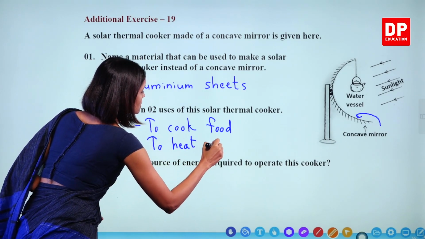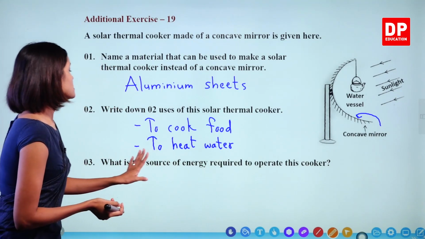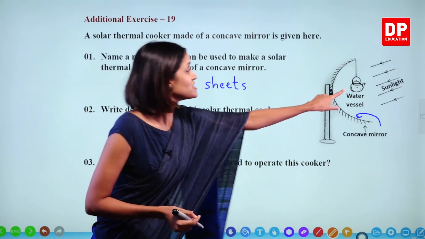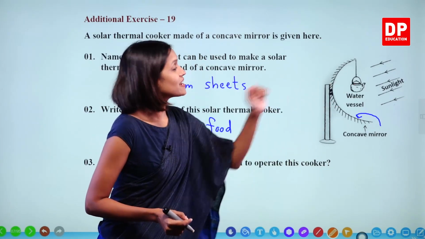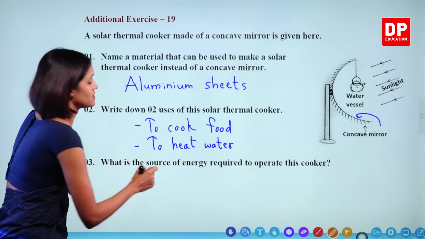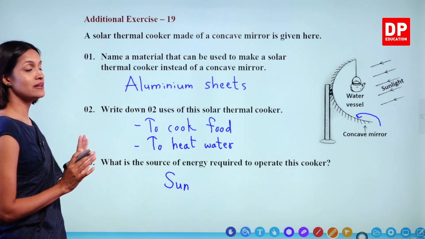Right. Number 3. What is the source of energy required to operate this cooker? What is the source of energy? Solar energy, sunlight, right? So, what is the source of energy? Sun. Okay.